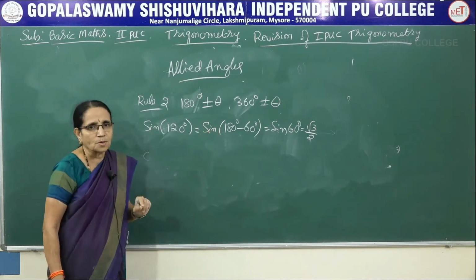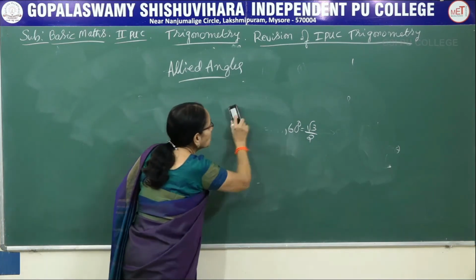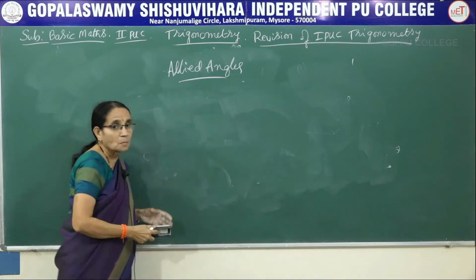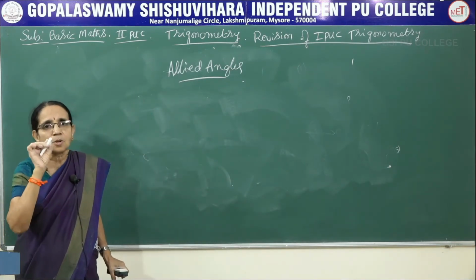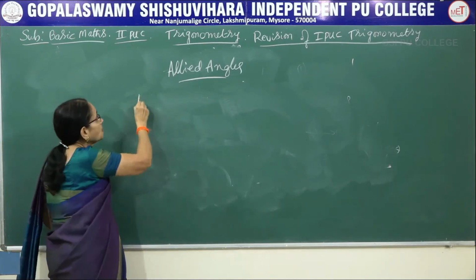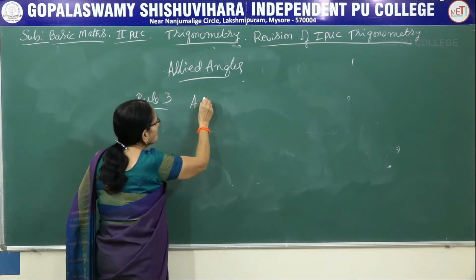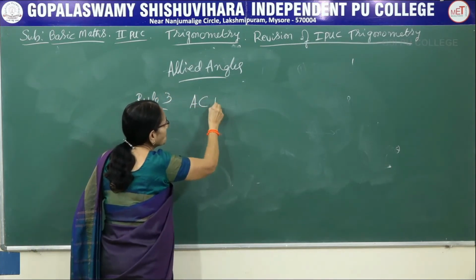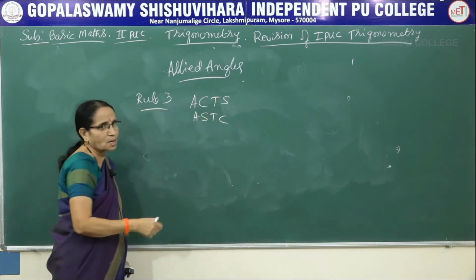Now these two rules, rule 1 and rule 2, give us only the value of the trigonometric function. But we are interested to know the sign, whether it is positive or negative. For that, there is another rule. We call it, see, some write it as ACTS rule, some write it as ASTC, both are correct.